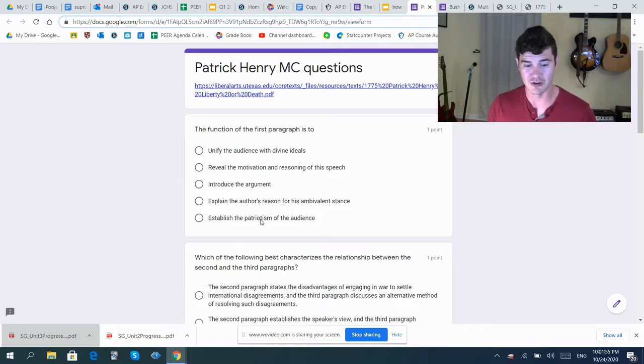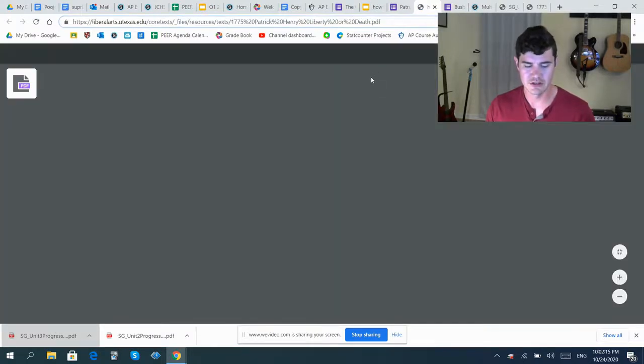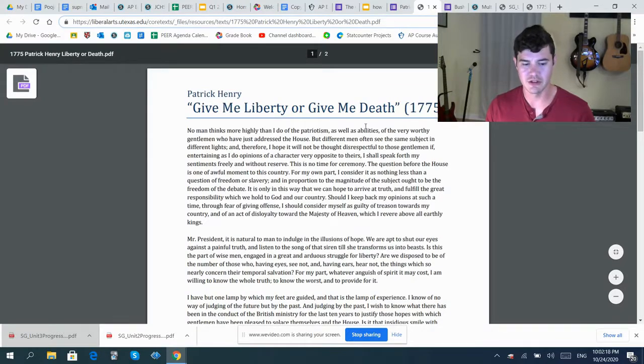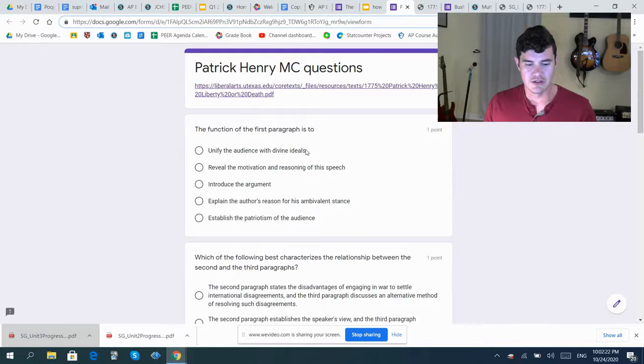There's a couple questions that I borrowed from students' homework that were actually well written. So if you haven't taken this, pause it and give yourself a minute to do it, because now I'm going to go over the answers. The first question, the function of the first paragraph, where he says, no man thinks more highly than I do of patriotism and worldly abilities, worthy gentlemen, et cetera, et cetera. Is it to unify the audience with divine ideals, reveal the motivation and reasoning of the speech, reason for his ambivalent stance, establish patriotism of the audience, introduce the argument? This one was written by a student. I might have modified that one a little bit to make it more clearly wrong, but reveal the motivation and reasoning of the speech was the correct answer.